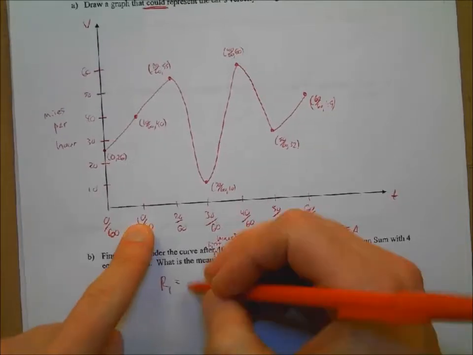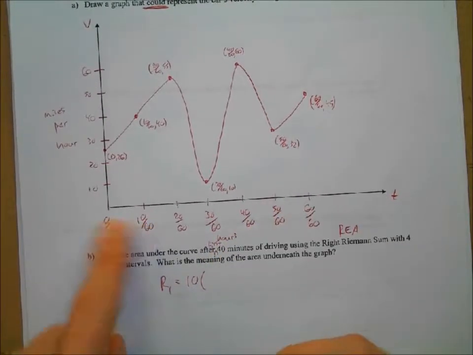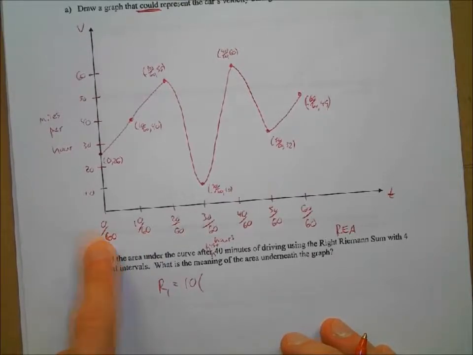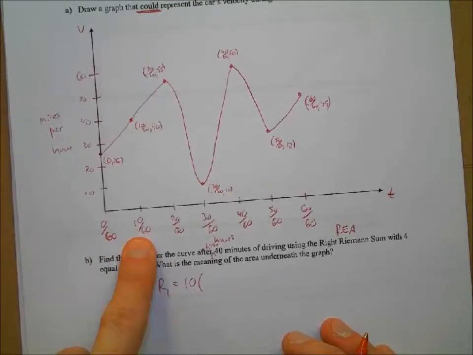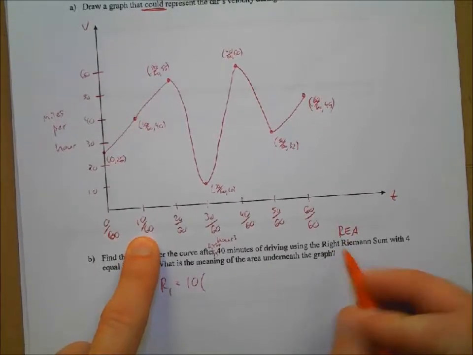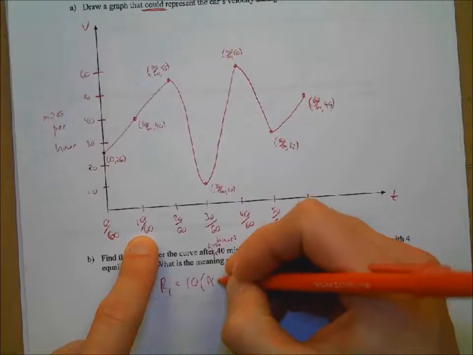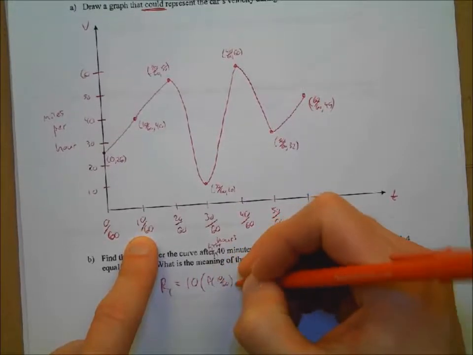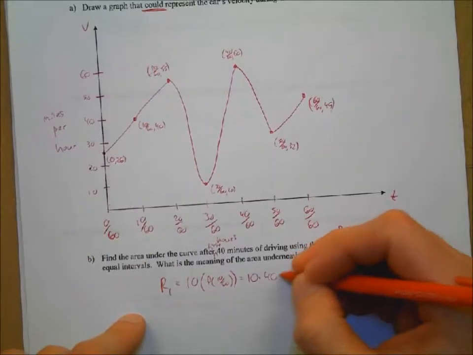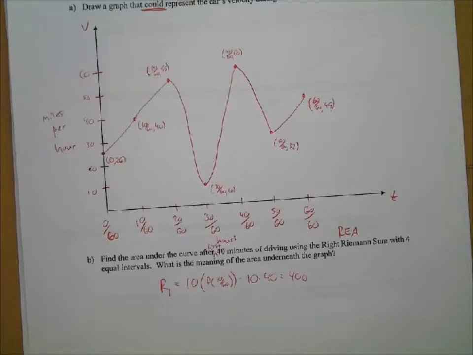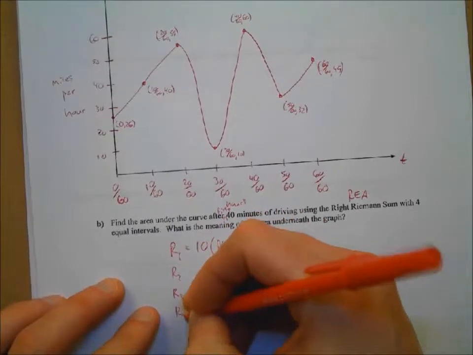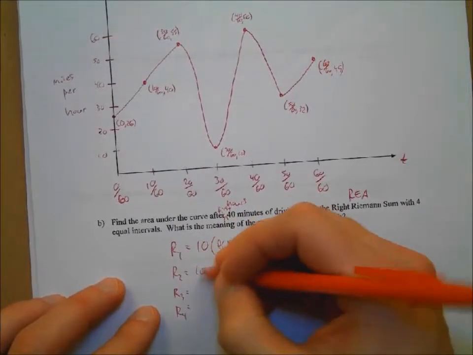So our first subinterval is going to have a width of 10, and then which endpoint is going to determine the height here? Are we going to do f of 0 60ths or f of 10 60ths? 10 60ths, because it is the right endpoint, the right Riemann sum. So it'll be f of 10 60ths, which is 10 times 40, or 400. So you go ahead and do the rest: R2, R3, R4, and I'll do them simultaneously.